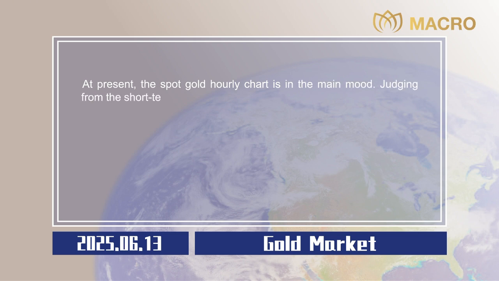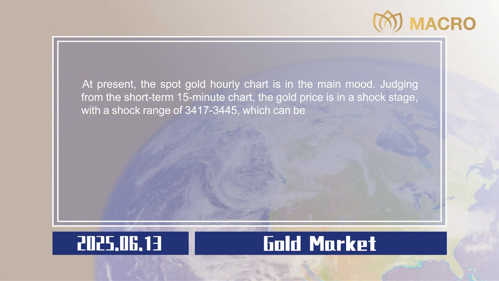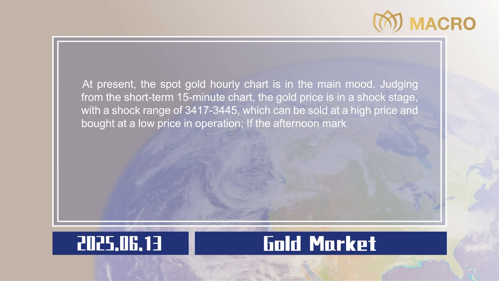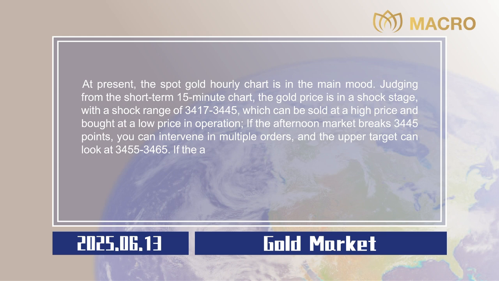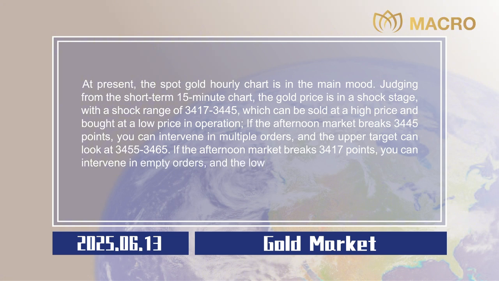Judging from the short-term 15-minute chart, the gold price is in a shock stage, with a shock range of $34.17 to $34.45, which can be sold at a high price and bought at a low price in operation. If the afternoon market breaks 3,445 points, you can intervene in multiple orders, and the upper target can look at $34.55 to $34.65. If the afternoon market breaks 3,417 points, you can intervene in empty orders, and the lower target can look at $34.07 to $33.97. Stop losses are all $5.